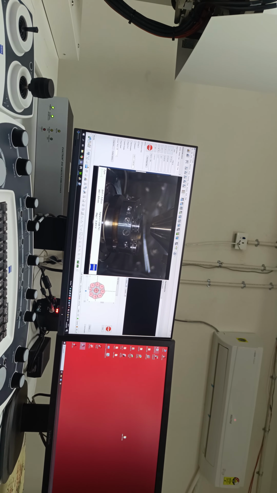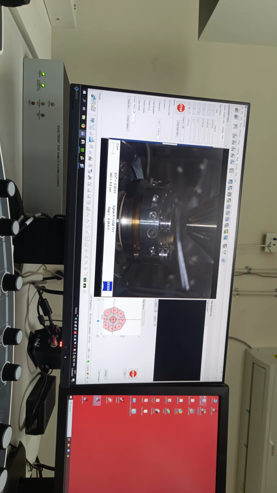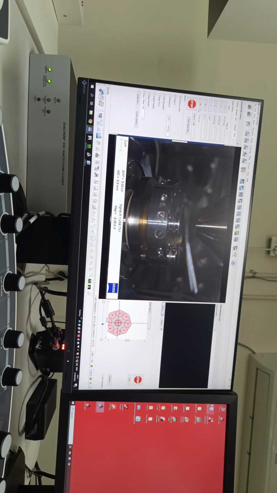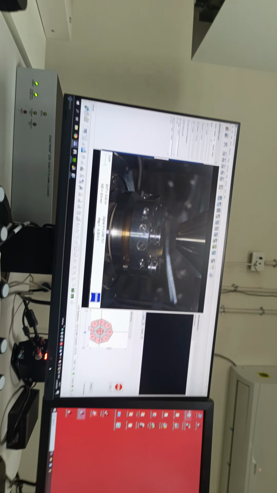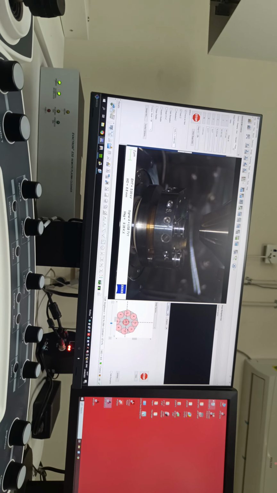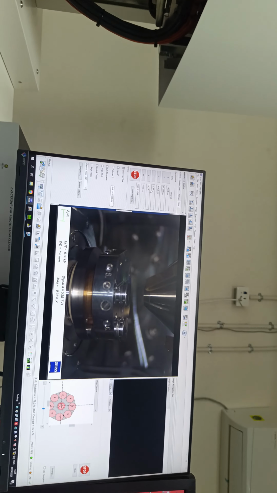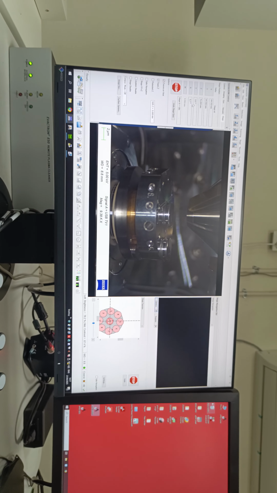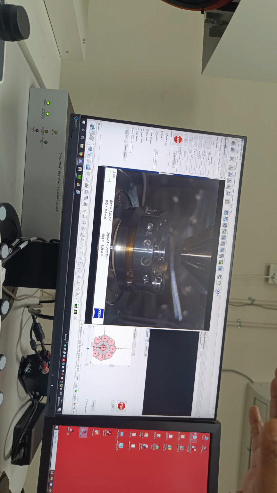So this is the stage-specific data: XYZ, rotation and tilt, basically. Vacuum is gone. We can change these manually from here after putting these values in. And along with this, preferably when you are moving the stage, you should be in that particular mode.